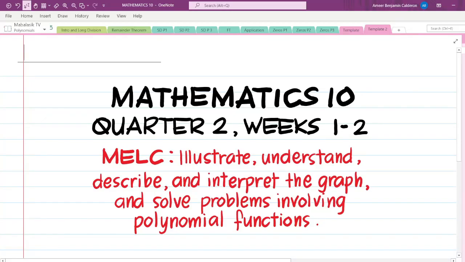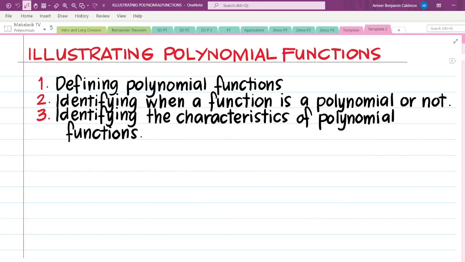We now go on illustrating, understanding, describing, and interpreting the graph and solve problems involving polynomial functions. But in this video, we focus on illustrating and graphing. So to illustrate polynomial functions, these are the things that we are going to do.